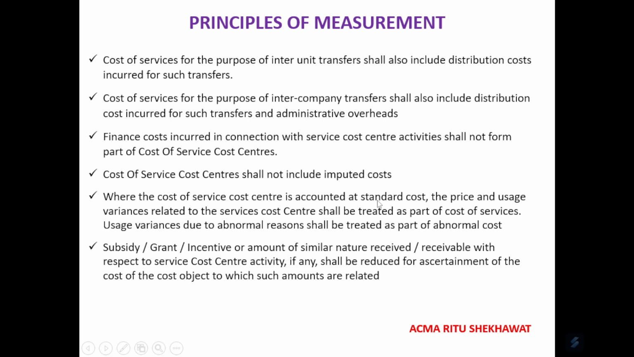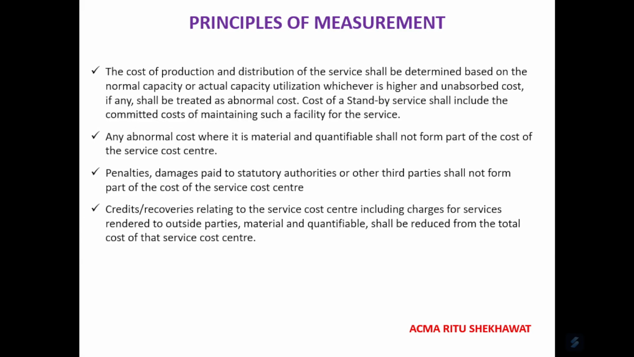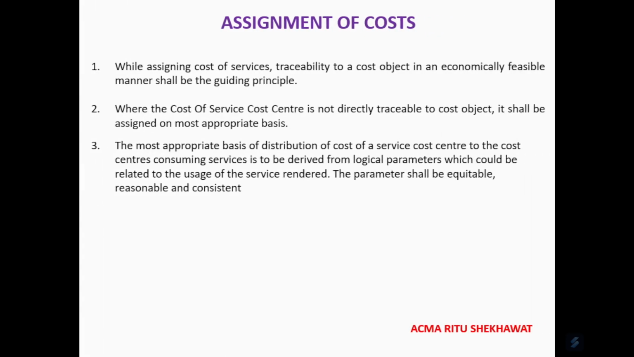If the service cost is at standard cost and there is a variance for a normal reason, then it should be included. If the variance is due to an abnormal reason, it shall be treated as abnormal cost and not be included. Subsidies and the like are not included. Abnormal cost, penalties and credit recoveries are excluded, while the cost of standby services shall be included. Standby services, if the department fails in providing the services, the backup services shall be included for such facility of the services.